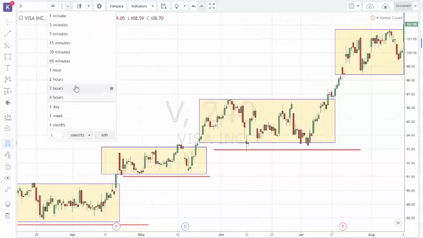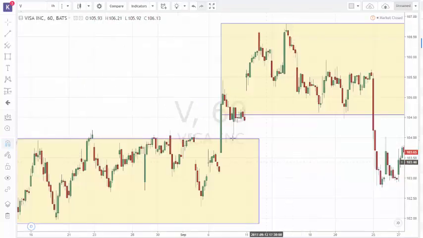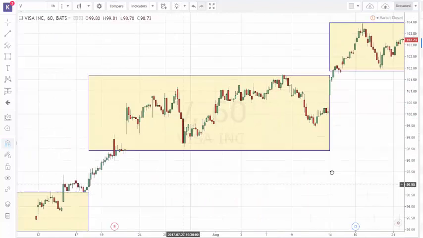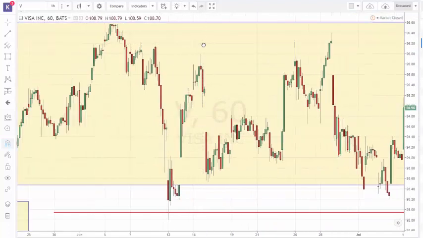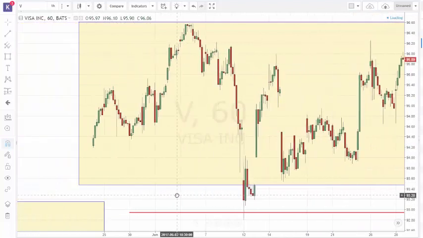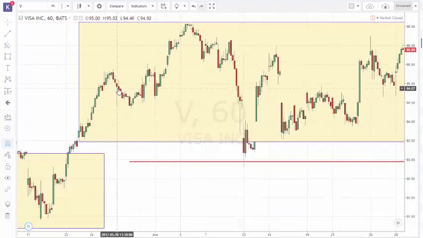Now let me zoom in again. Here's the thing. Let's go back to where I draw those support zones. So now things look a bit different. The price action is still price action. You know, price broke out. I got the first pullback, and then price leaves again.